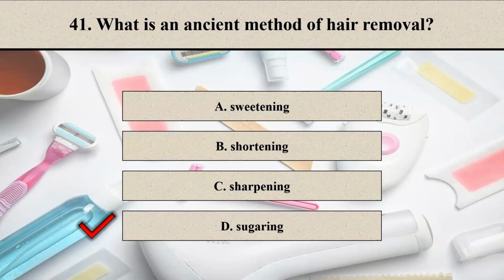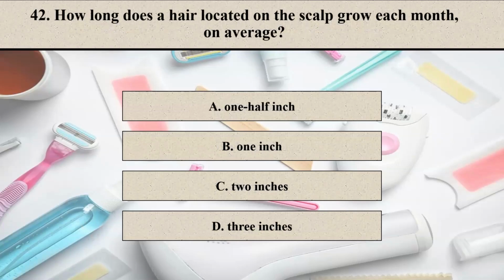If you chose D, sugaring, you are correct. How long does a hair located on the scalp grow each month on average? Is it 1/2 inch, 1 inch, 2 inches, 3 inches?